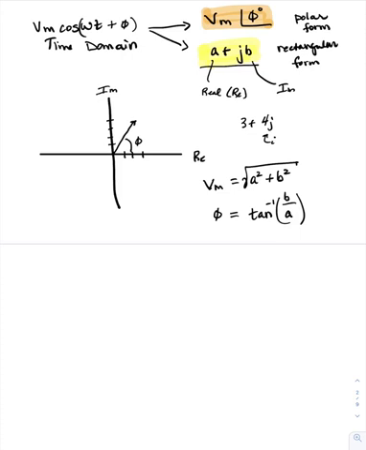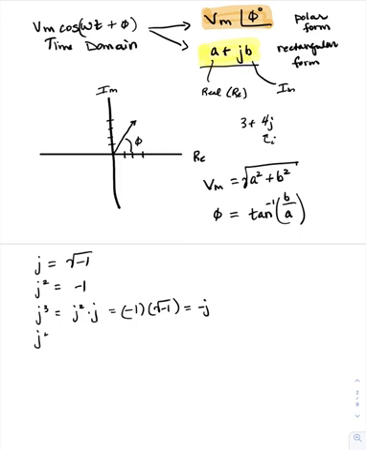Okay, so we know that j is equal to the square root of minus 1. And j squared is minus 1. J cubed is j squared times j, which is minus 1 times the square root of minus 1. J to the fourth is j squared times j squared. J to the fifth is j to the fourth times j. And we'll just say j.